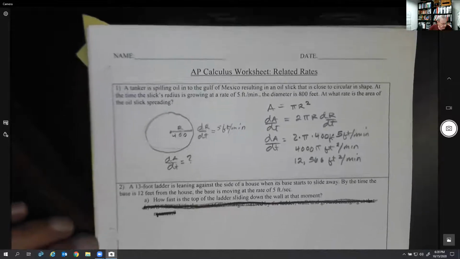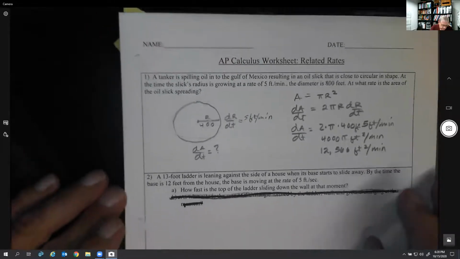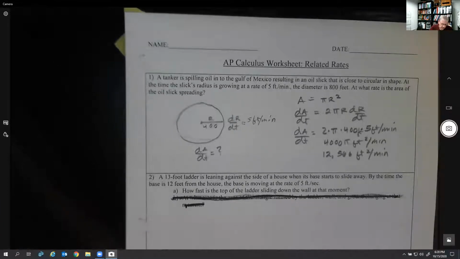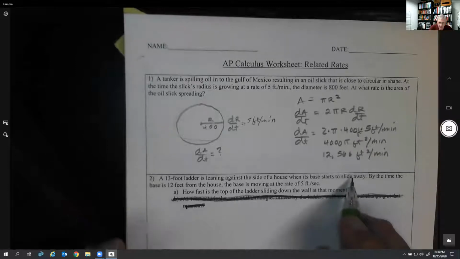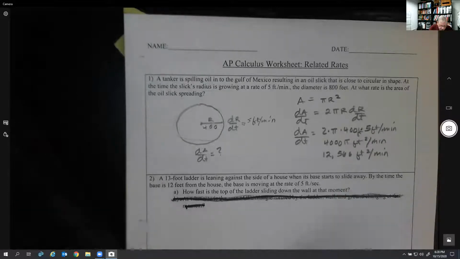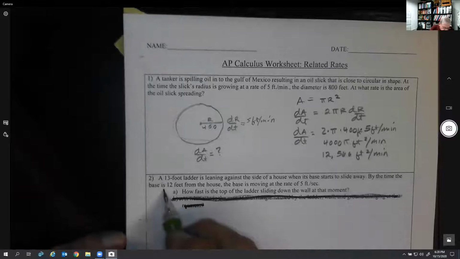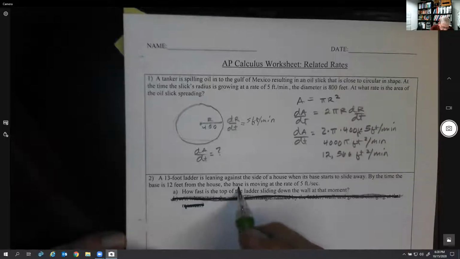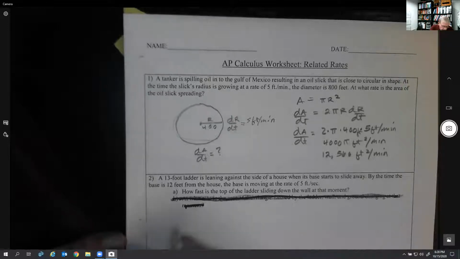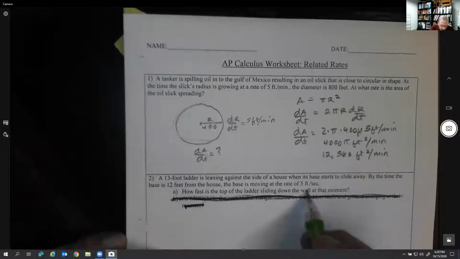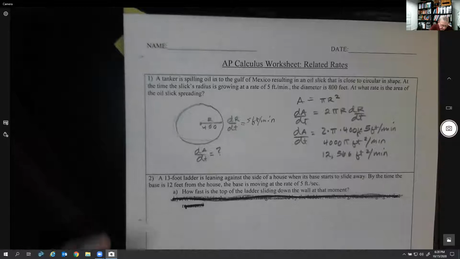Okay, next problem sounds a little hard. We got a 13-foot ladder and it's leaning against a house. When its base starts to slide out, the ladder is starting to come down. By the time the base is 12 feet from the house, the base is moving at 5 feet per second. How fast is the top of the ladder sliding down the wall at that moment?